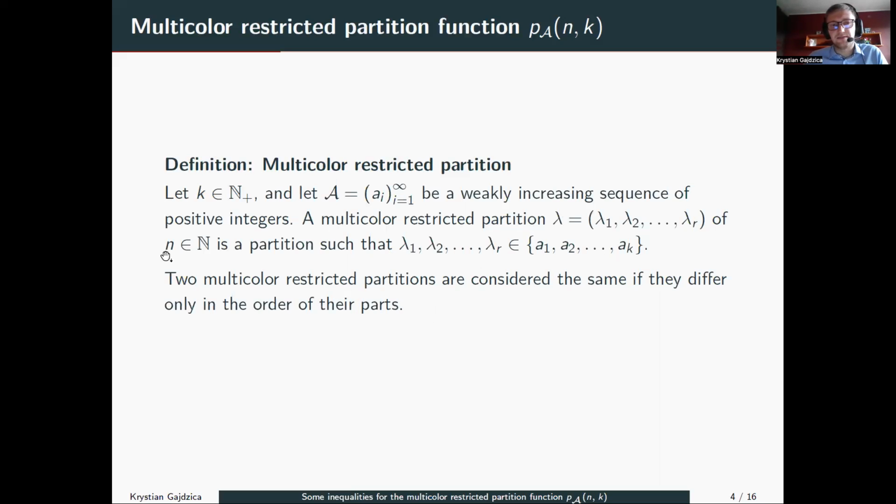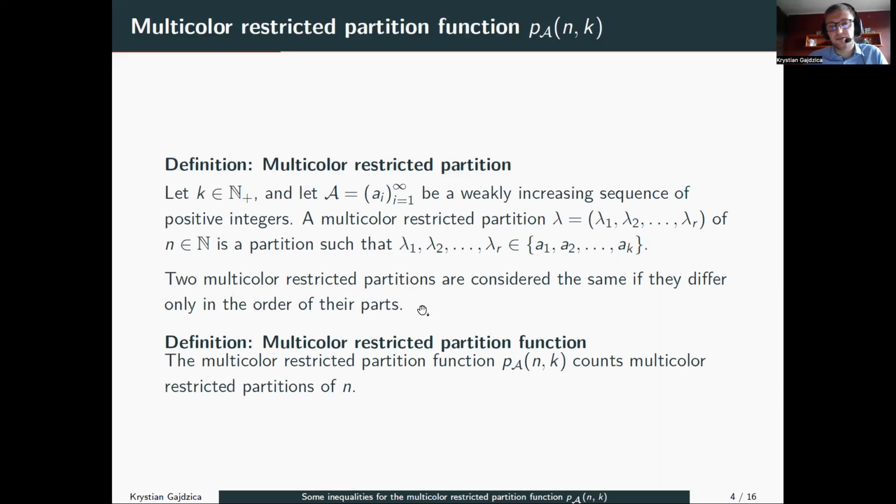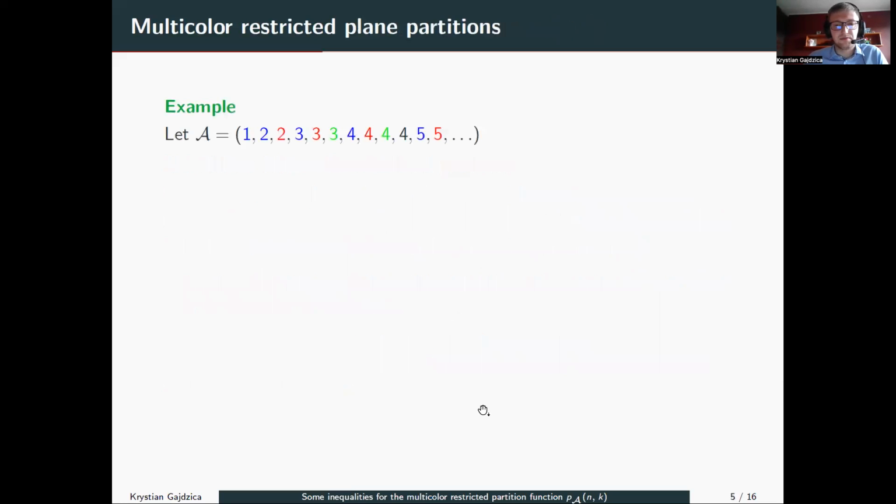So if we have this definition, now we can also define the multicolor restricted partition function, which of course counts the number of multicolor restricted partitions. Great, so let us take a look at a basic example.